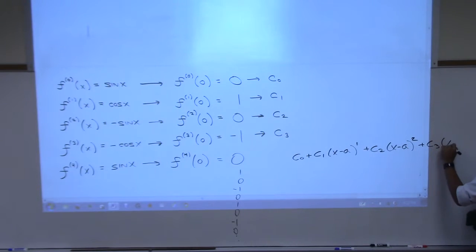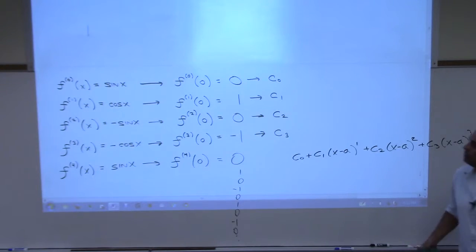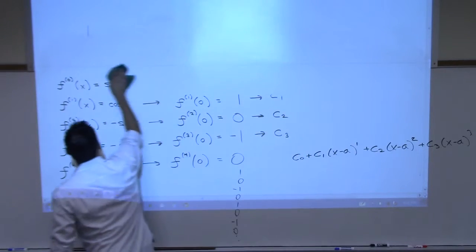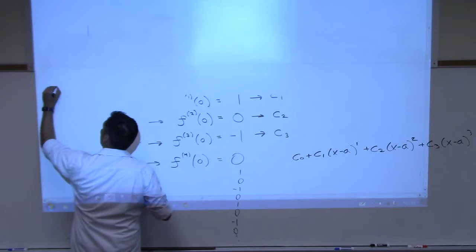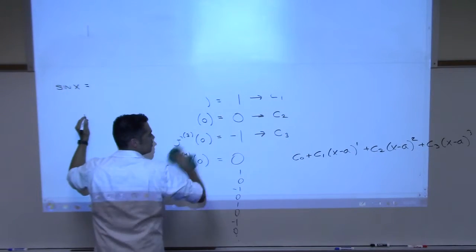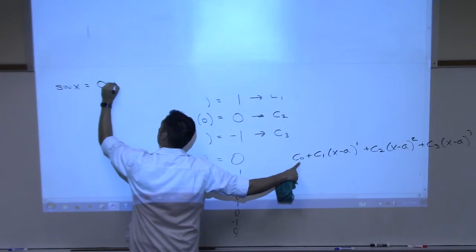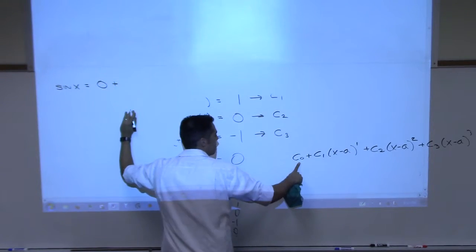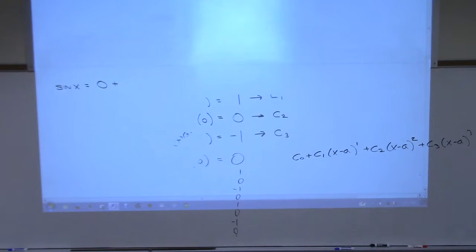Right? C sub 3 times x minus a cubed plus dot, dot, dot. I'm just going to start writing this thing out. You ready? Remember what those were. So sine x is equal to c sub 0, which was 0, plus, shoot, hold on a second. I screwed this up.